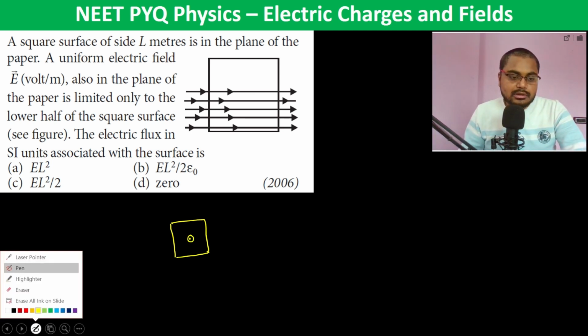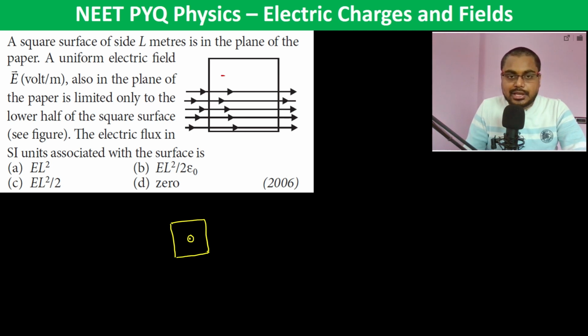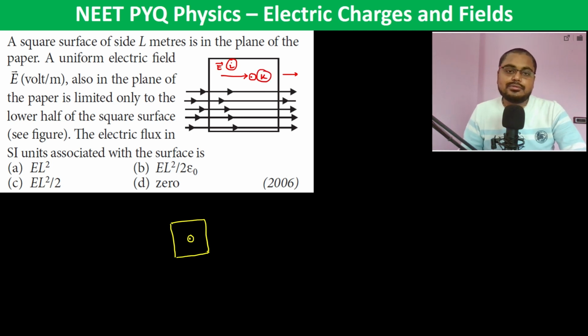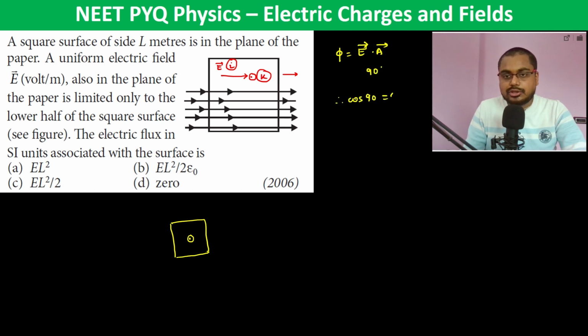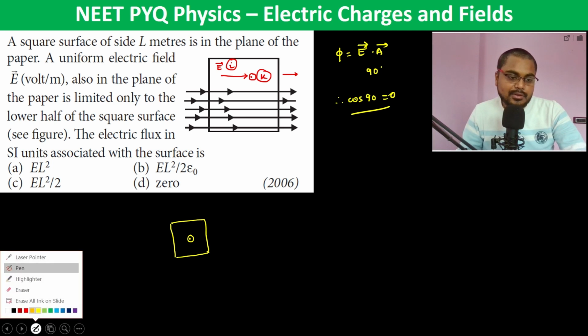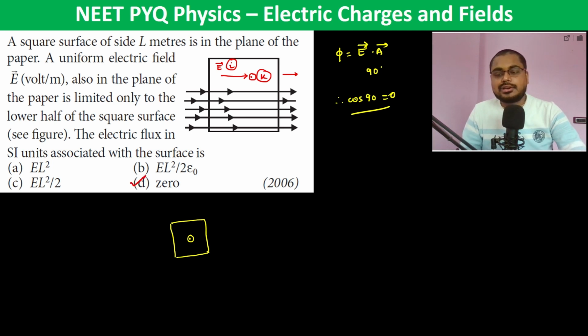Now here we can see that the electric field vector is in this direction and the area vector is in this direction. So the electric field is in the i direction and the area vector is in the k direction. Since flux is E dot A, the angle between them is 90 degree, so cos 90 is 0. So the electric flux is 0.